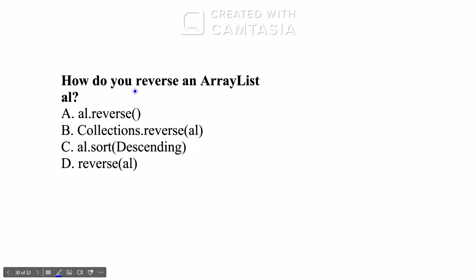How do you reverse an array list? The array list name is called AL. So we have a function called reverse in the collections framework. So collections dot reverse AL. That is a right answer. Option B is a right answer.